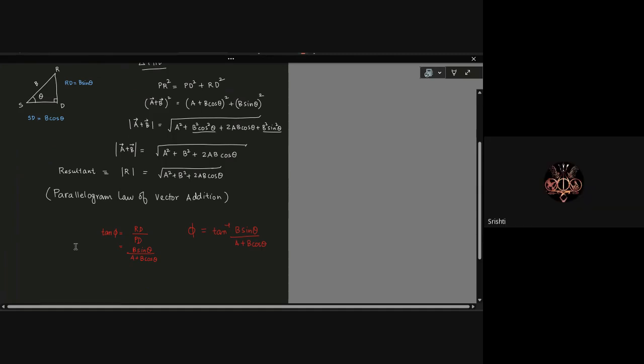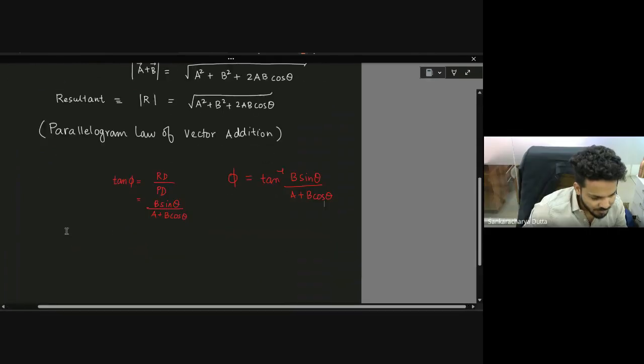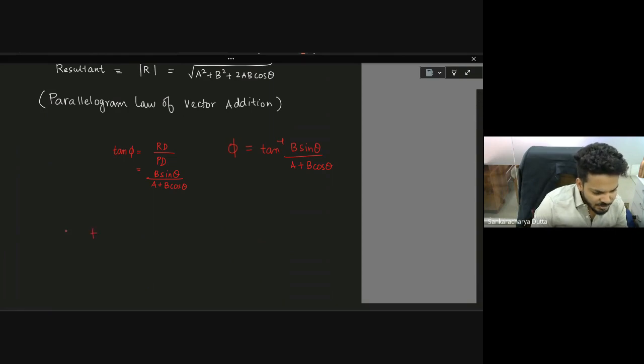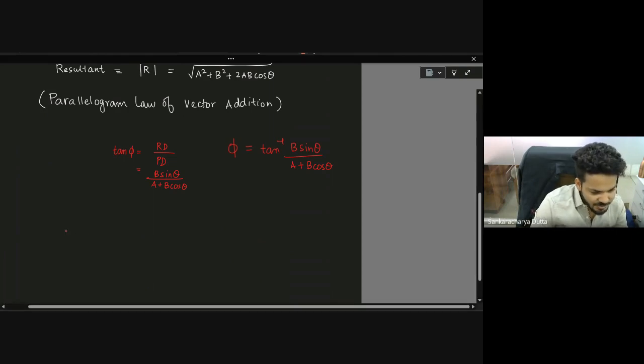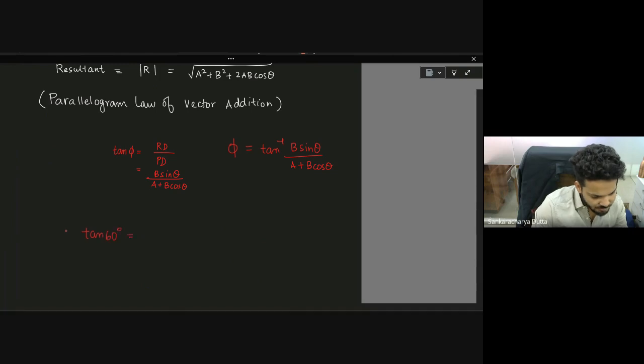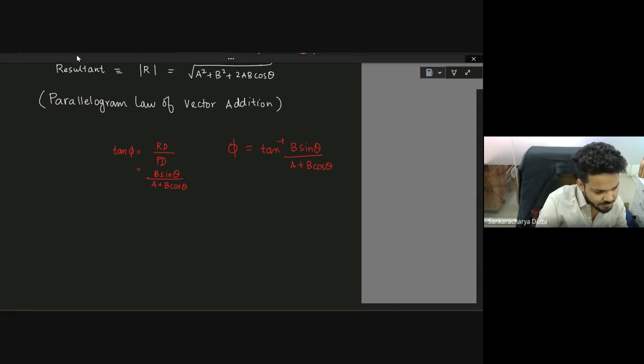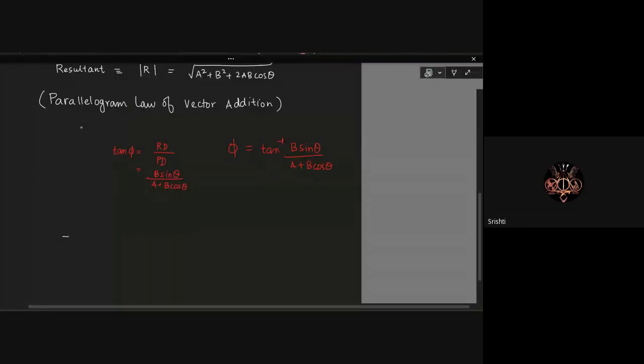Could you explain the tan inverse part, or will we be learning that in math? I don't think the tan inverse part is something usually covered here. See, I know that tan 60 is equal to how much? How much is tan 60? Root 3. Tan 60 is root 3.